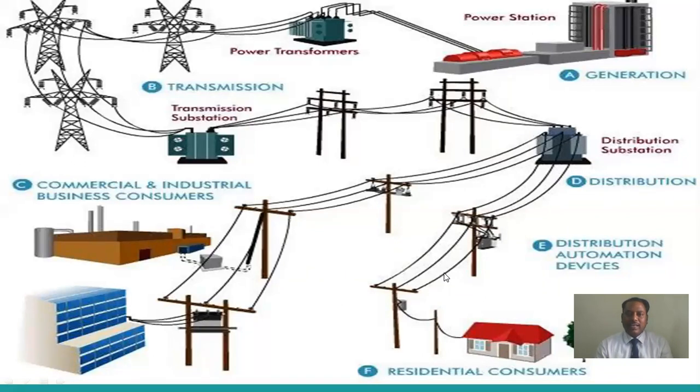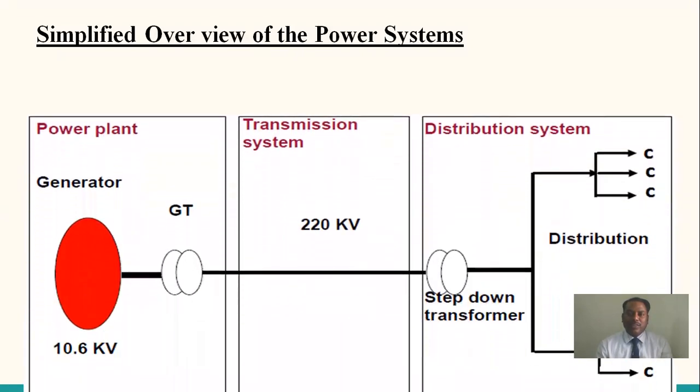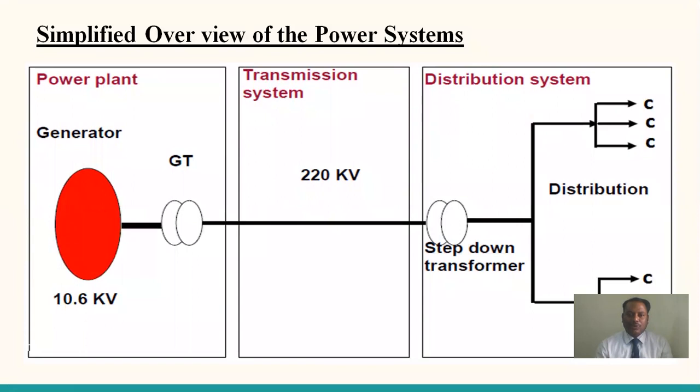So this is the simplified overview. It has generation, transmission, as well as distribution. In this paper, we are exclusively concerned with the distribution substation up to the end consumer. So let us see the simplified overview of the power system. What we discussed above is simplified into three systems: the generating system, the transmission system, as well as the distribution system.